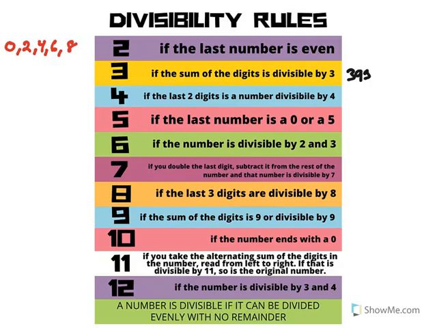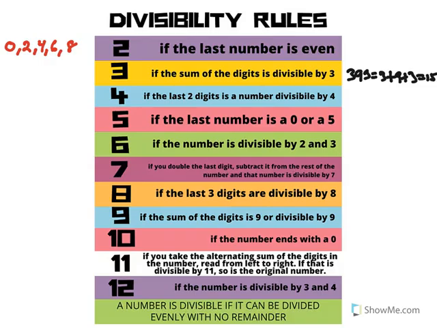If you do the sum of the digits, 3 plus 9 plus 3, you get 15, and then is 15 divisible by 3? We can say yes. It is divisible by 3, therefore 393 is divisible by 3.